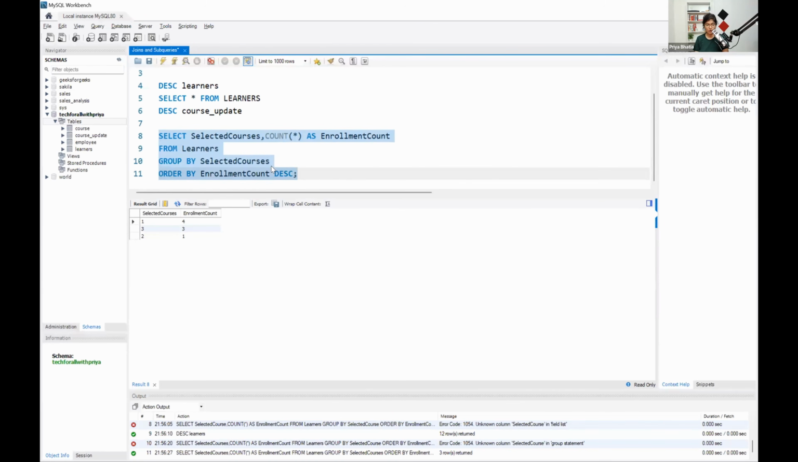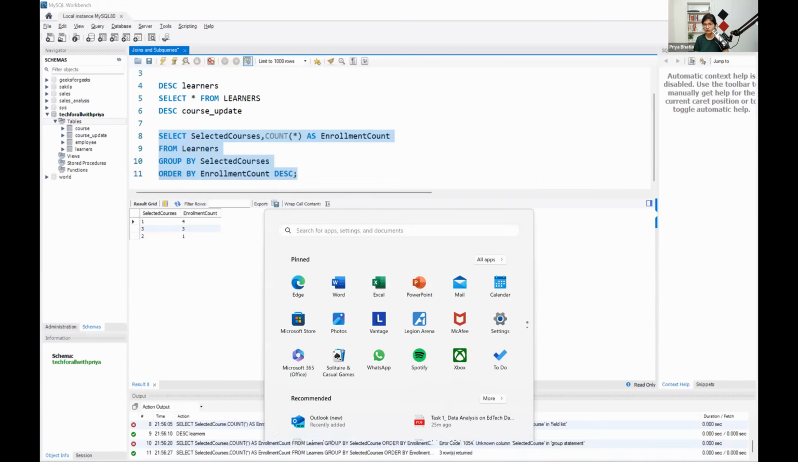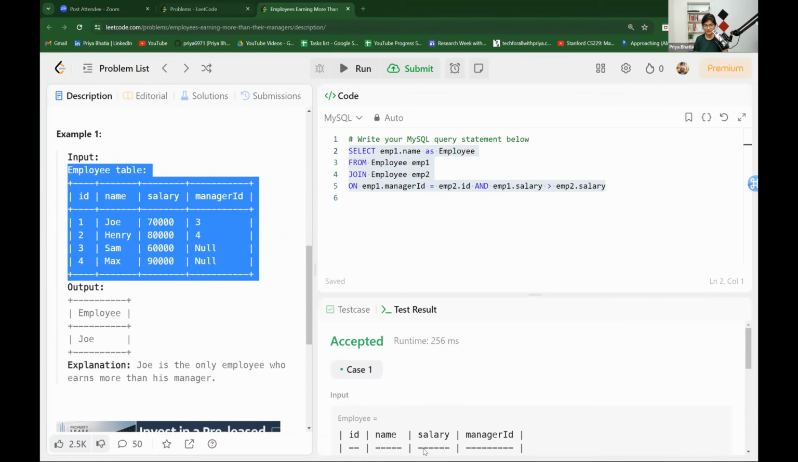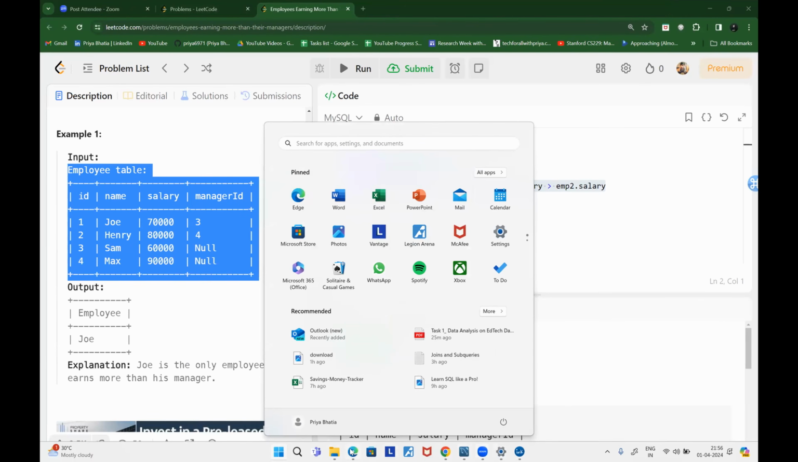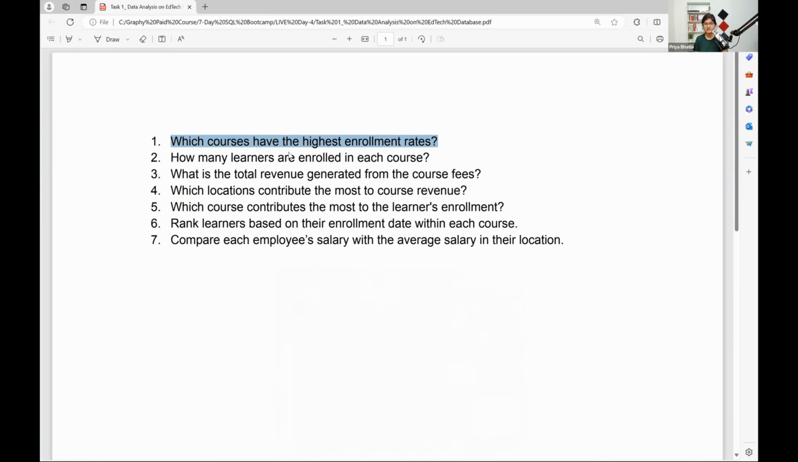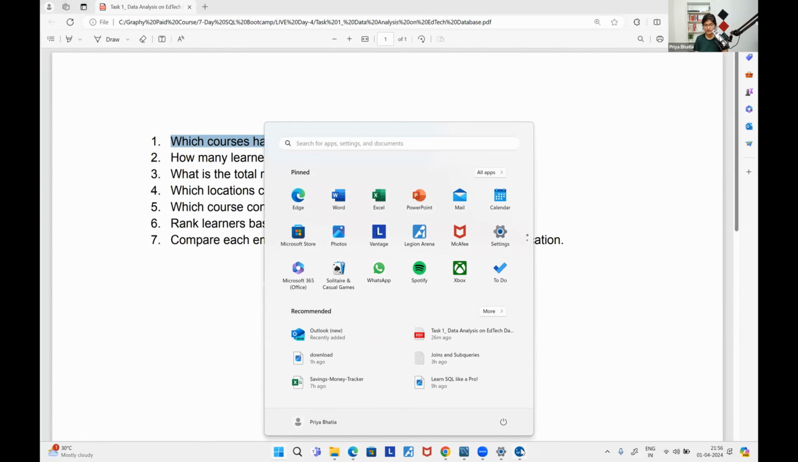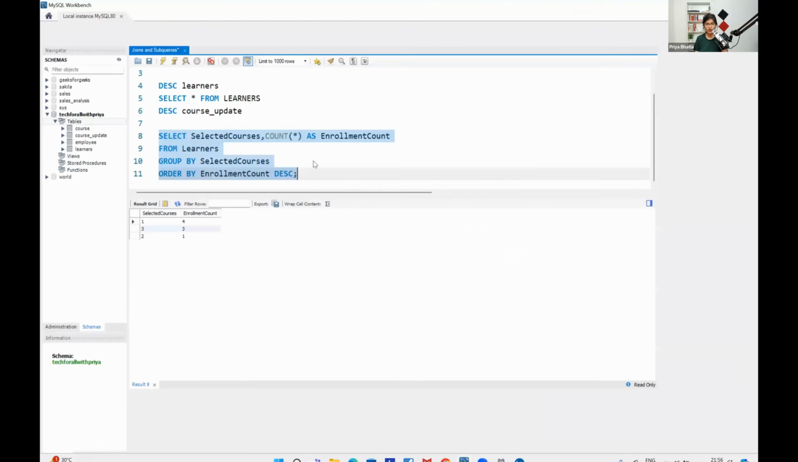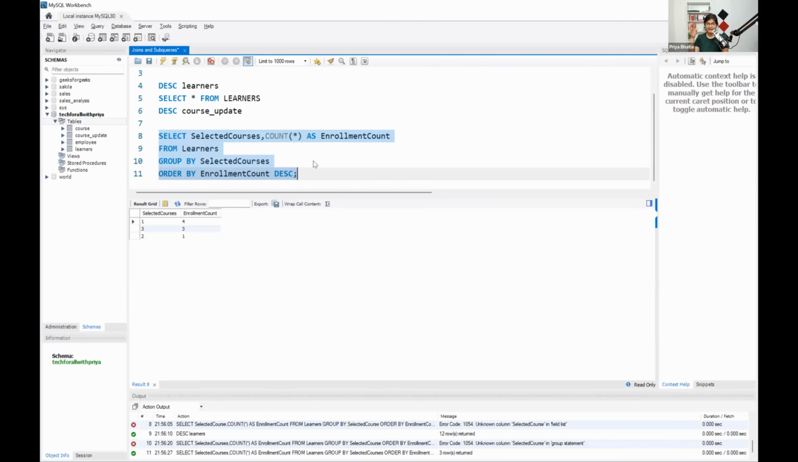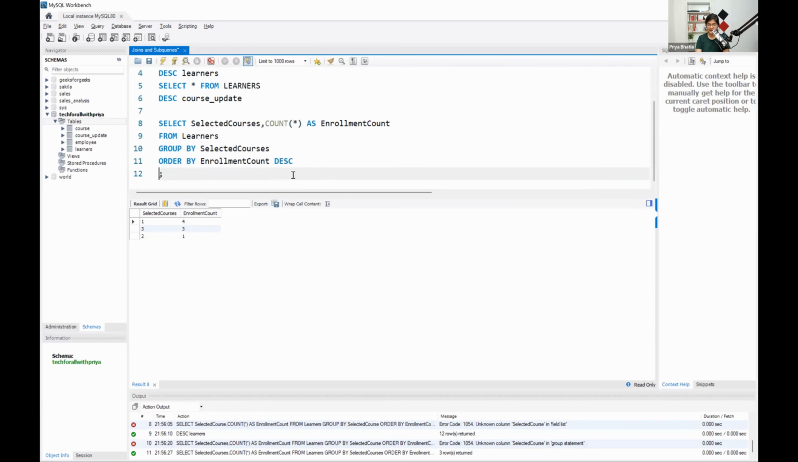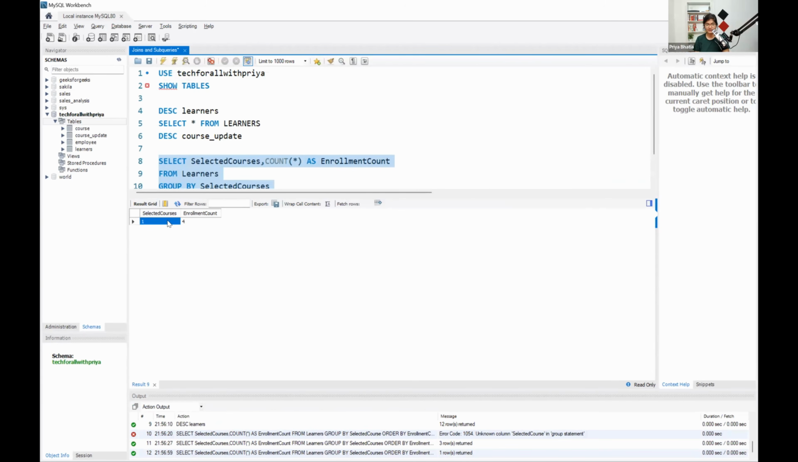So let's say now I'm specifically looking for the highest one. Where is my problem statement? We can put limits there. Yes, limit 1. Which courses have the highest enrollment rates? This particular query is giving you all the courses and the enrollment rate for every course. I'm looking for the highest one, so I can just mention limit 1. That's it. If we run this query, we will get the course number 1. Enrollment count is 4.